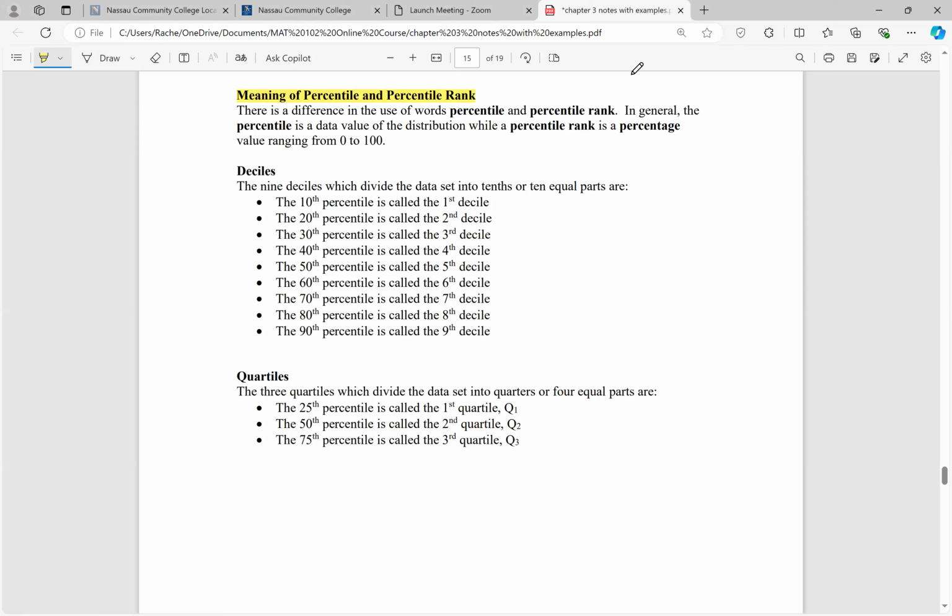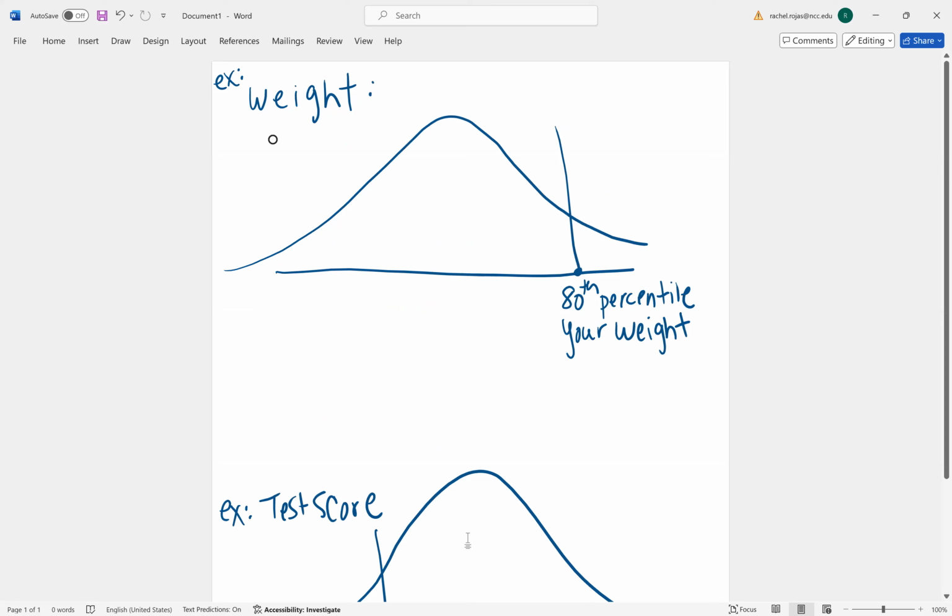These are also measures of relative standing when we speak of data values in terms of percentile rank. And you guys have definitely heard of scores or data values being ranked or spoken of in terms of percentile rank. So I'll give you an example. I'm just going to hop over to the whiteboard. So let's say, for example, we have a distribution of weight and it's bell-shaped. And let's say your weight is at the 80th percentile.